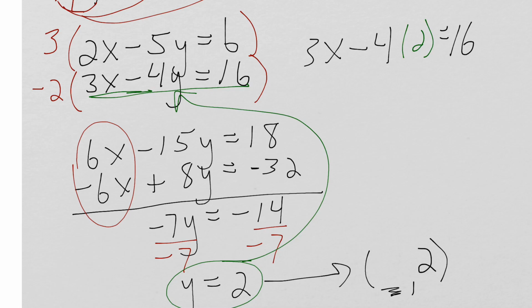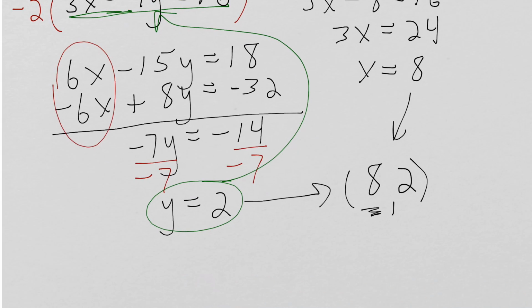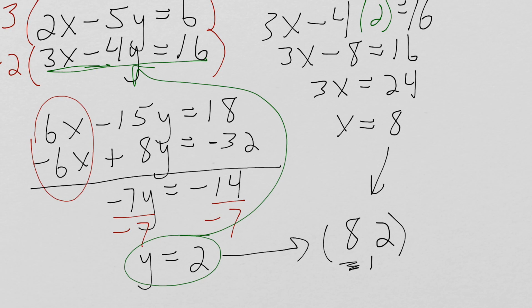16. And then solving for x here, I just get 3x, what's that, minus 8 equals 16. Adding the 8 to both sides, I get 3x equals 24, and then dividing out the 3, x equals 8. And I now have my x coordinate for the point of intersection, meaning that the solution now to this equation, the original system of equations, is the point 8, 2.